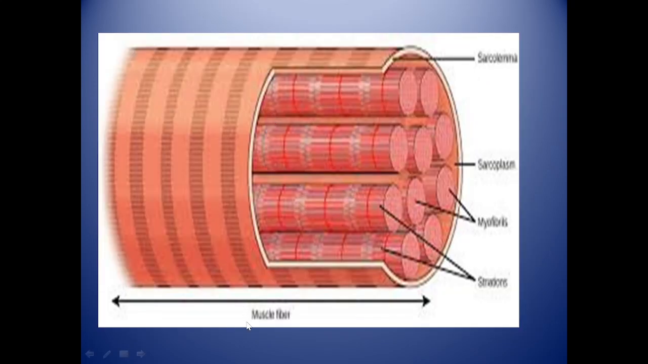So this is again a muscle fiber. Each muscle fiber again has all the cell organelles: the sarcolemma, the outer covering, and the sarcoplasm. Then they have the myofibrils, these numerous filaments. Each myofibril is again made up of numerous contractile proteins.